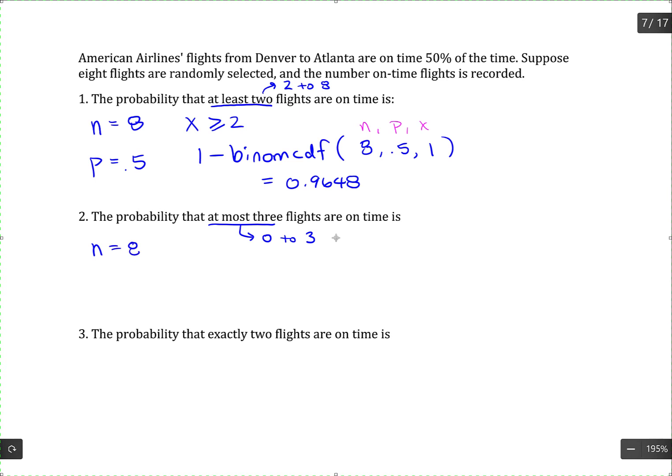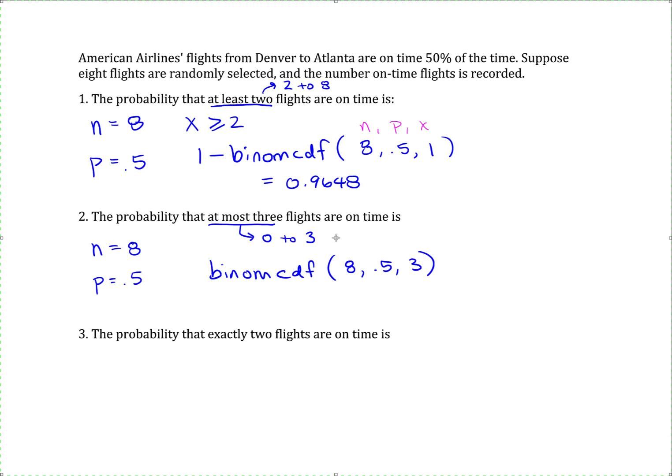So there's still 8 trials. Probability of success is still 0.5. But I want to get the sum of the probabilities for 0 flights on time, 1 flight on time, 2 flights on time, and 3 flights on time. Instead of doing all of those individually and adding together using Binompdf, I'm going to use Binomcdf. N is 8, P is 0.5, and X is going to be 3.